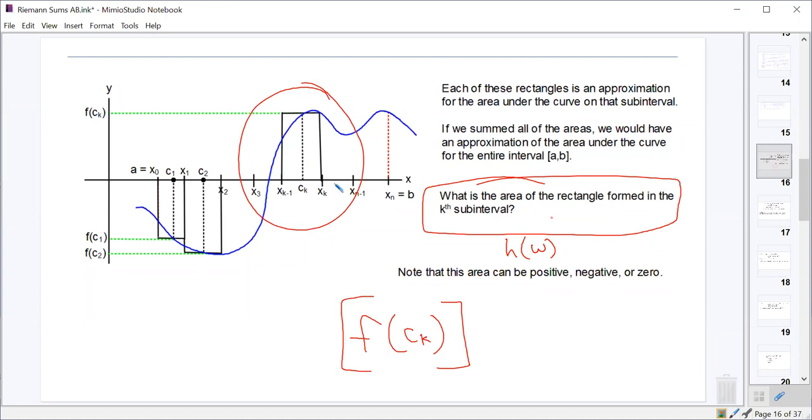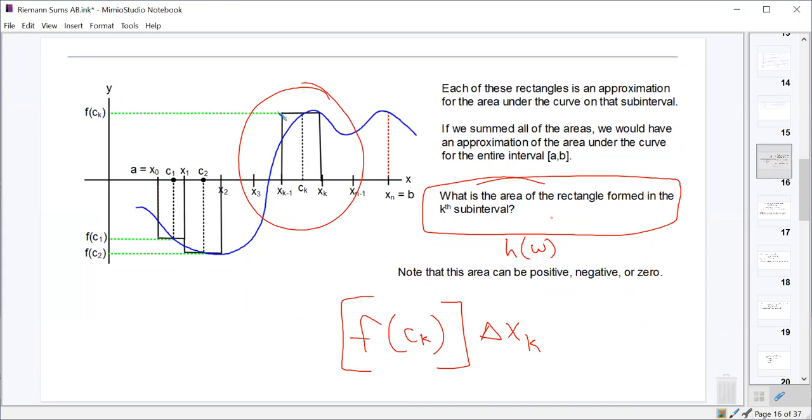The width of it should be just the change in the x value of that kth subinterval, right? Because they're all different. Delta x1 is different than delta x2, which is different than delta x3, which is different than delta x4, which is different than delta x5 and delta x6, and so on. Everybody agree with that? That would be the area of this rectangle?